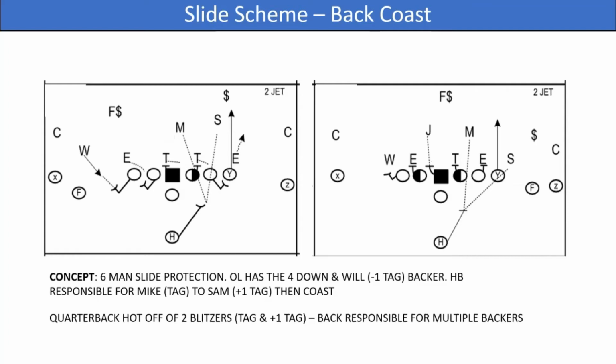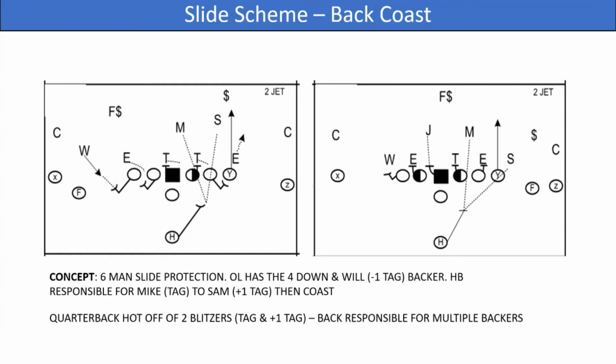Okay, now we're going to slide the protection, and now the line doesn't have the mic, they have the -1. So in the left diagram, we're still tagging the mic, but in this type of protection, a slide, the back has the tag in +1, and the line is sliding to -1. Now, that's one look at it. And then you can look at the 3x1 picture. Here we go with the line sliding to, in this case, the jack is that backside inside linebacker in this particular diagram.